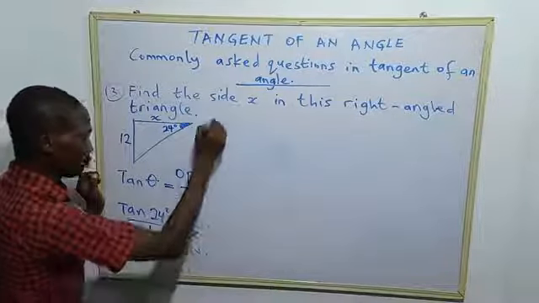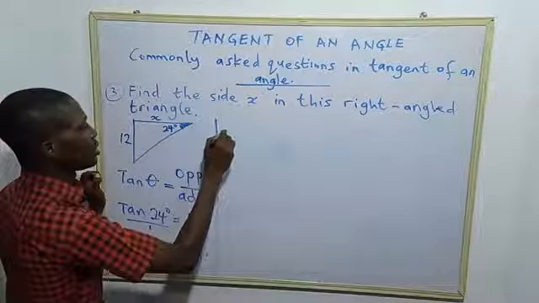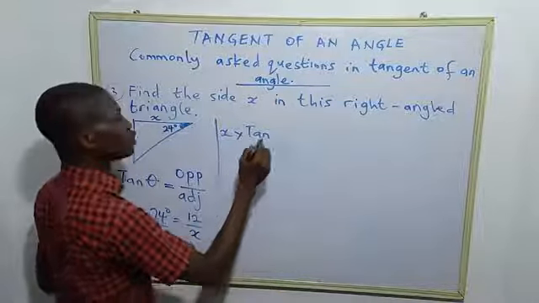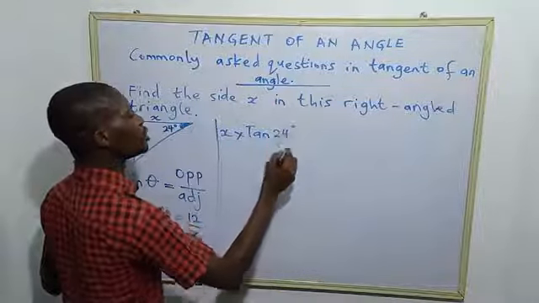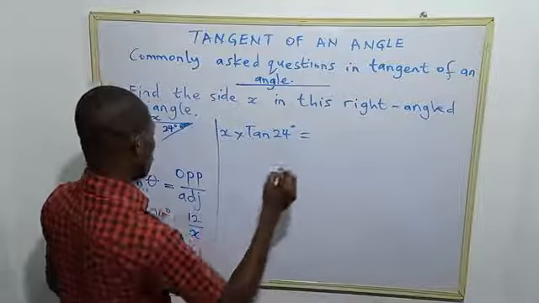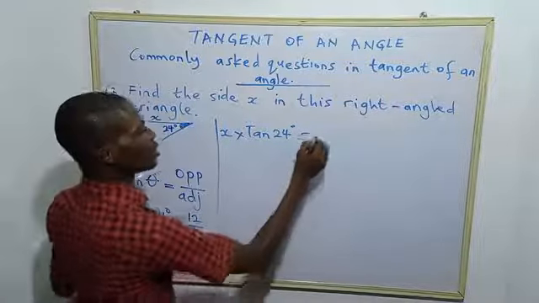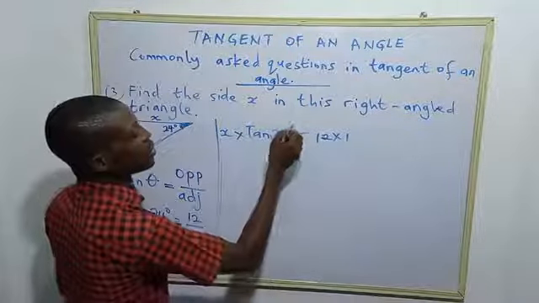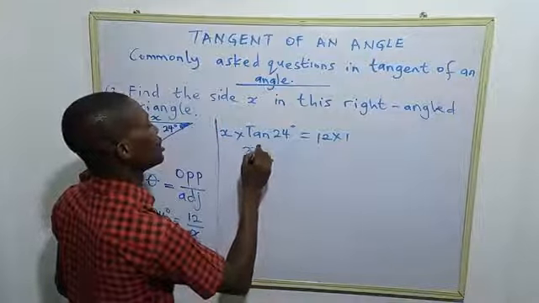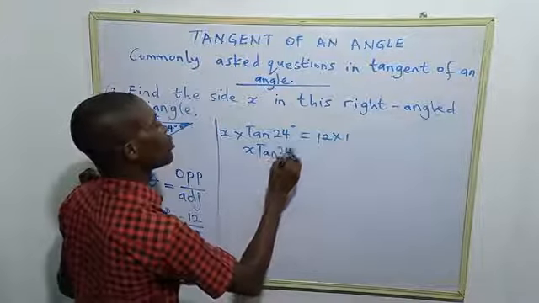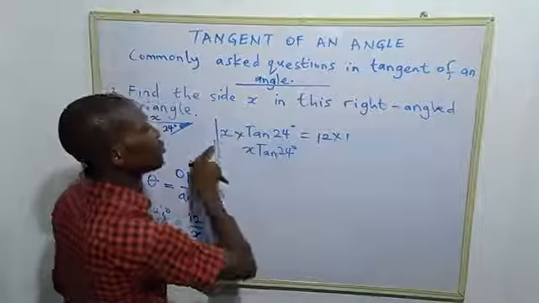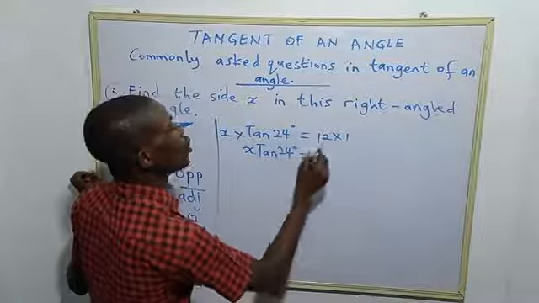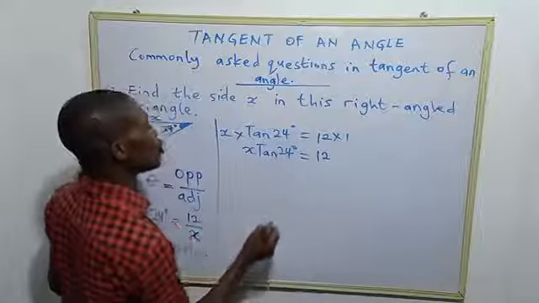So x times tan 24 degrees equals 12 times 1. So x tan 24 degrees. I've told you, a letter multiplied by anything, just put the letter beside it, equals 12 times 1, which is 12. So what do we do next?